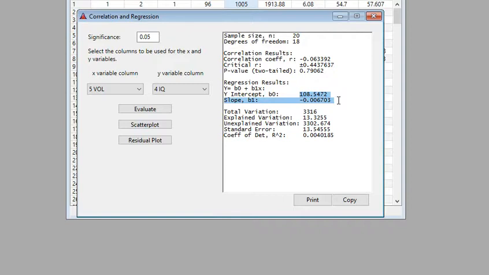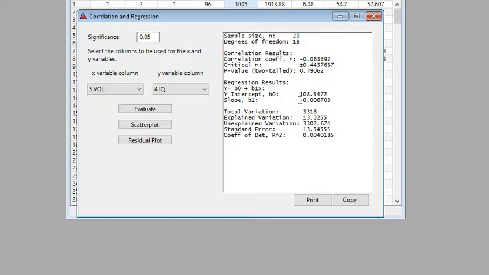There's actually a part of this that's counterintuitive, at least to what I would think. What relationship do you think you would expect? Bigger volume, higher IQ? That's not what we're seeing, is it? If you look at the slope of this line, as volume increases, IQ decreases, because the slope of the line is negative. So it doesn't really make much sense in that respect.